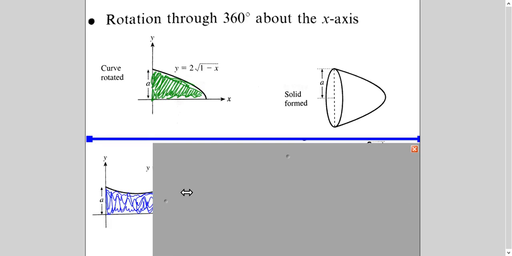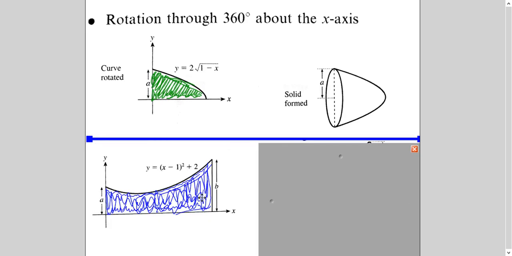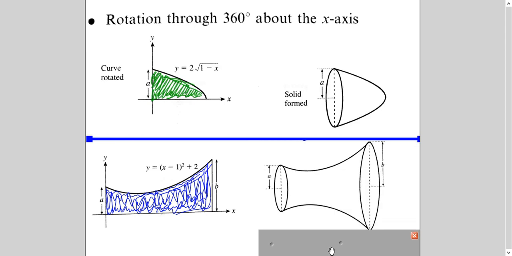Similarly, if this area is given to you and the limits are given from here to here, then what will be the shape you will get? And you are trying to find out the volume of what? So this type of shape you are getting, and you're trying to find out the volume of this solid, right?